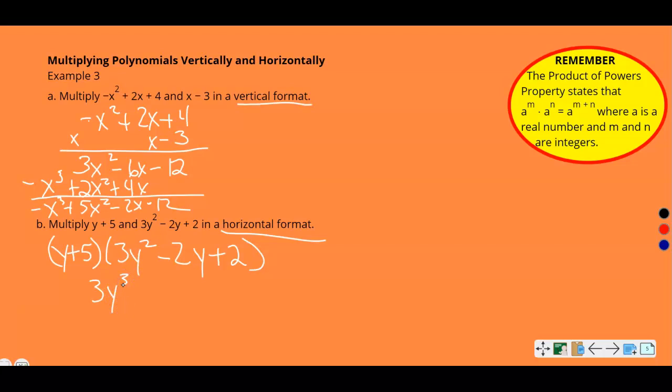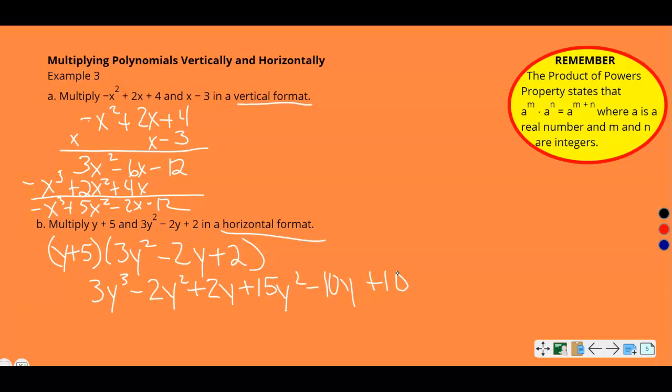So we're going to do 3y cubed. Again, same base, you add exponents. So y times 3y squared is 3y cubed. Y times negative 2y is negative 2y squared. Y times 2 is 2y. Then I'm going to multiply everything by 5. So we're going to have 5 times 3 is 15y squared. 5 times negative 2 is negative 10y. And 5 times 2 is 10.